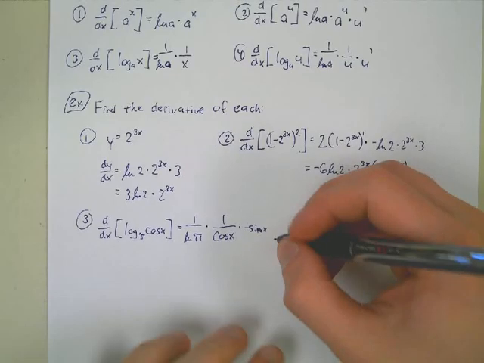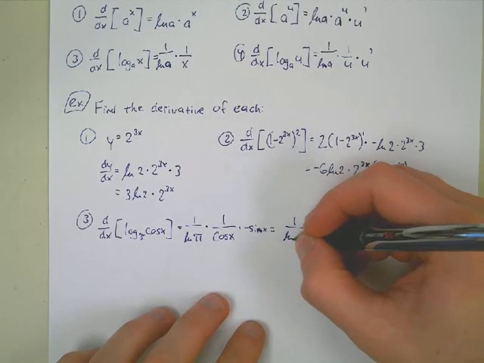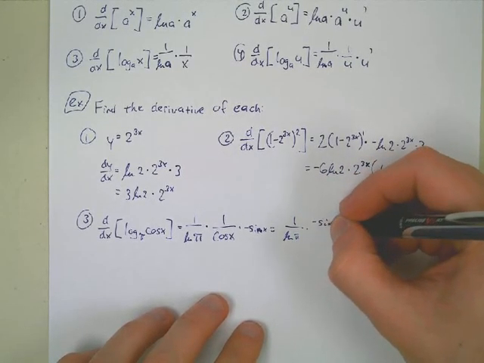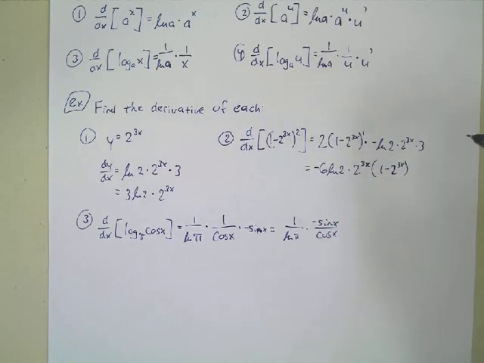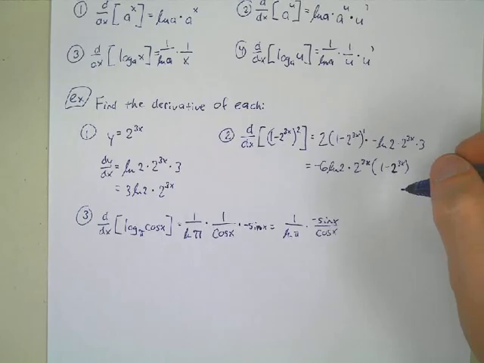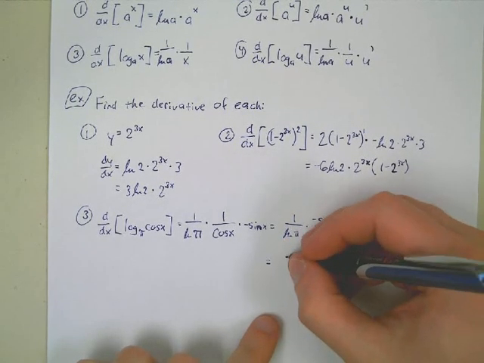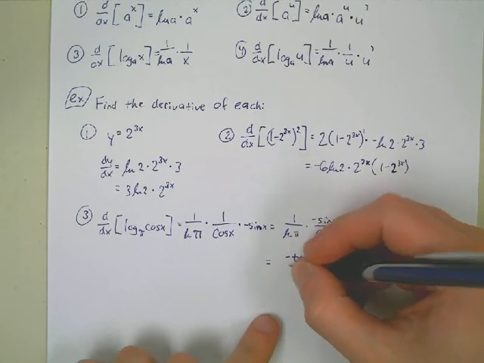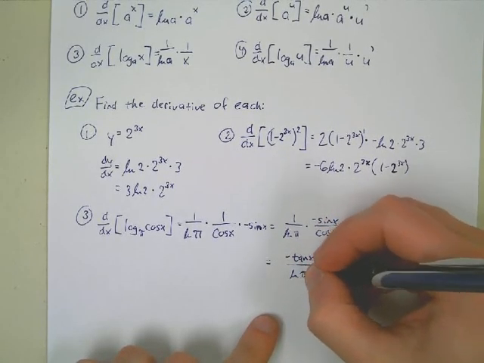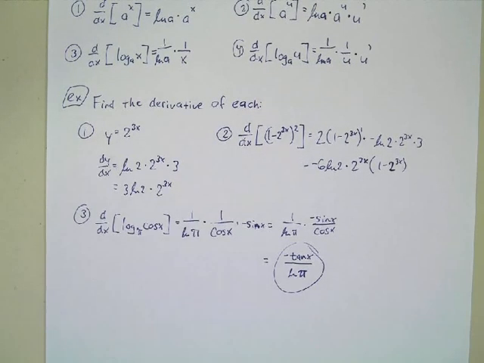And so we get 1 over ln pi, and I'm going to go ahead and put the negative sign over cosine x there. And can we simplify this anymore? Yeah, you could put the ln pi and the cosine x together. Negative sine over cosine, that is negative tangent. So there's a good chance if this were multiple choice, it would look something probably along the lines of negative tangent over ln pi, because those sines and cosines go together to make tangent. Right? Sine over cosine is tangent. Cosine over sine, cotangent. All right?